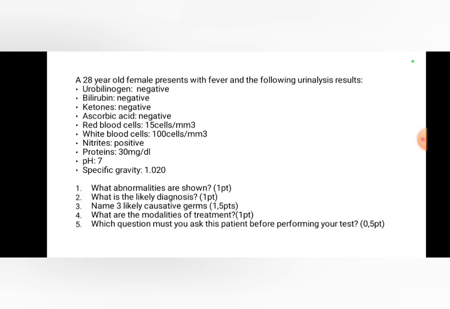So now let's go to the question. What are the abnormalities shown? The abnormalities shown here: 1, hematuria, 2, leukocyturia, 3, nitrite positive. Is it clear? And 4, you have a proteinuria. So those are the 4 abnormalities shown.